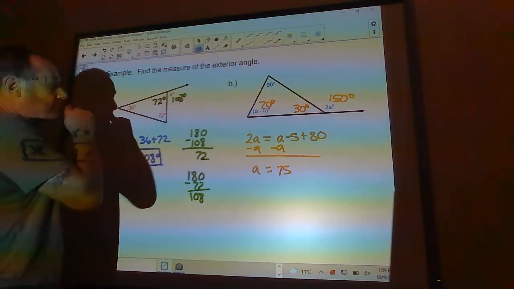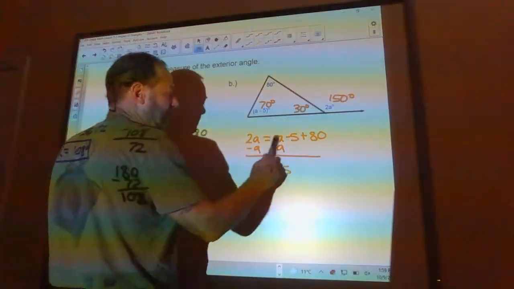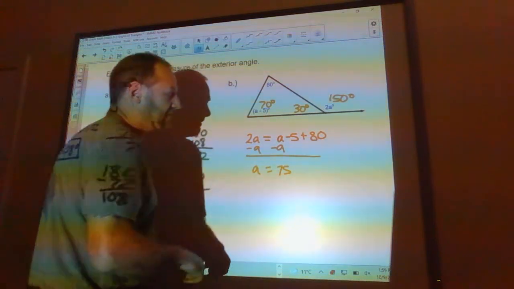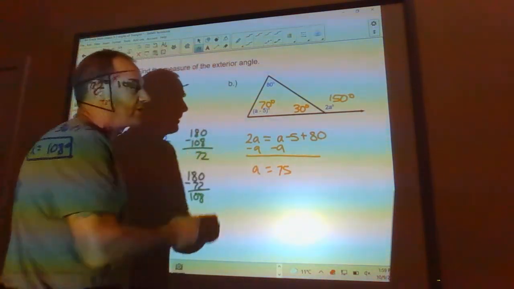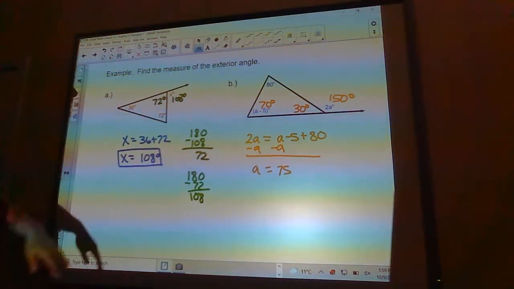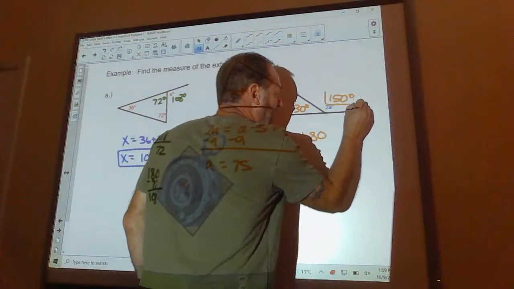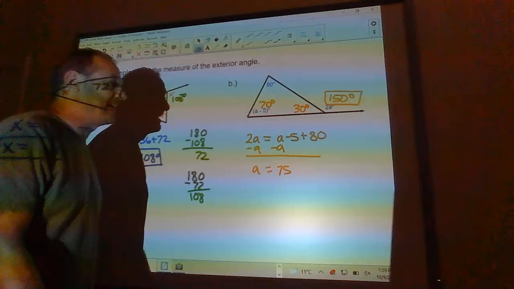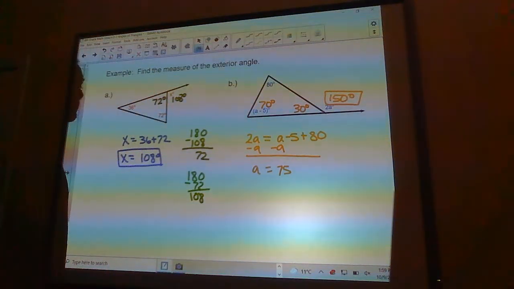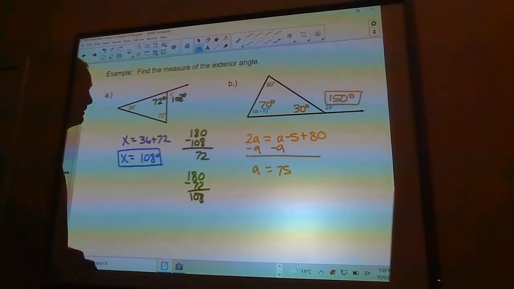So on this one, you know, here's what a lot of people are going to do. They're going to do this, and they're going to solve, and they're going to get 75. And they're going to put a box around their answer, and they're going to be done. And that's not the answer, because it says, what is the measure of the exterior angle? The measure of the exterior angle is 150 degrees. That's the answer. Make sure you answer the question that is asked.